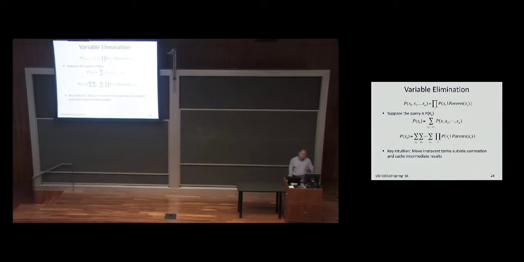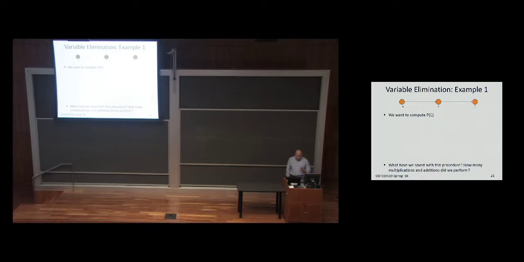Second, you're caching stuff in between. So for example, I'm going to give you a simple example with this Bayes net. Now, this is a very simple Bayes net. In fact, it's a tree. Nevertheless, the idea of variable elimination will go through.